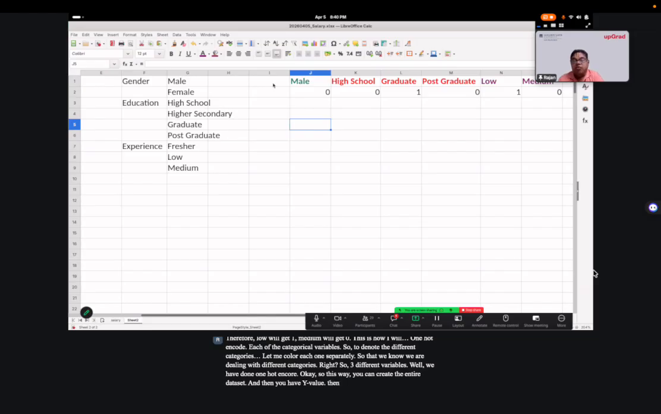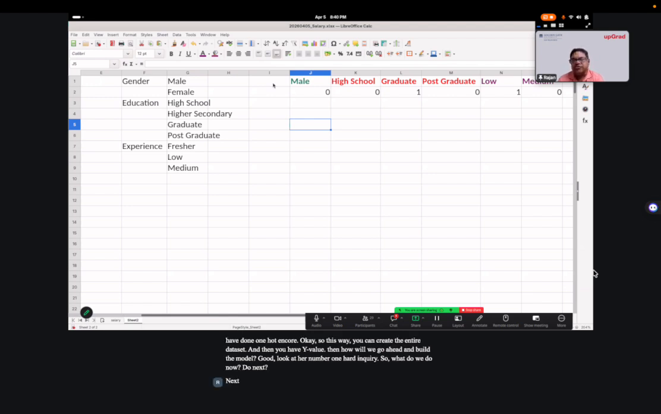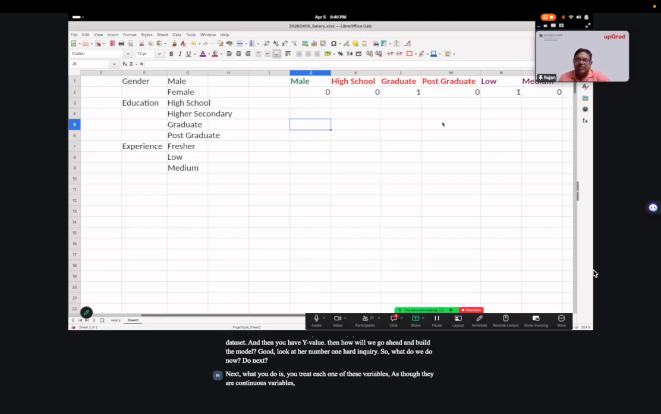Then how will we go ahead and build the model? I have done one-hot encoding, so what do we do next? Next, you treat each one of these variables as though they are continuous variables and build a linear regression model.